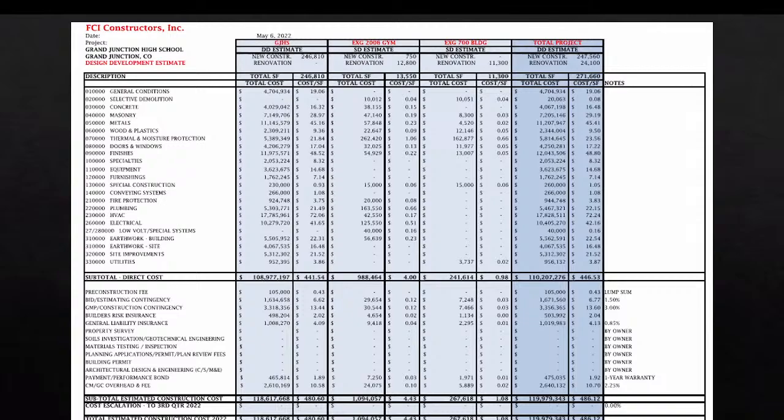We went out to about 30 subs in the local area and even outside of our area to get some input. They're not bids, but they're really testing the market. What are you seeing on these drawings and what's that worth? So this estimate wasn't just built inside of our office. We went outside to get some input, to see what the market's telling us.